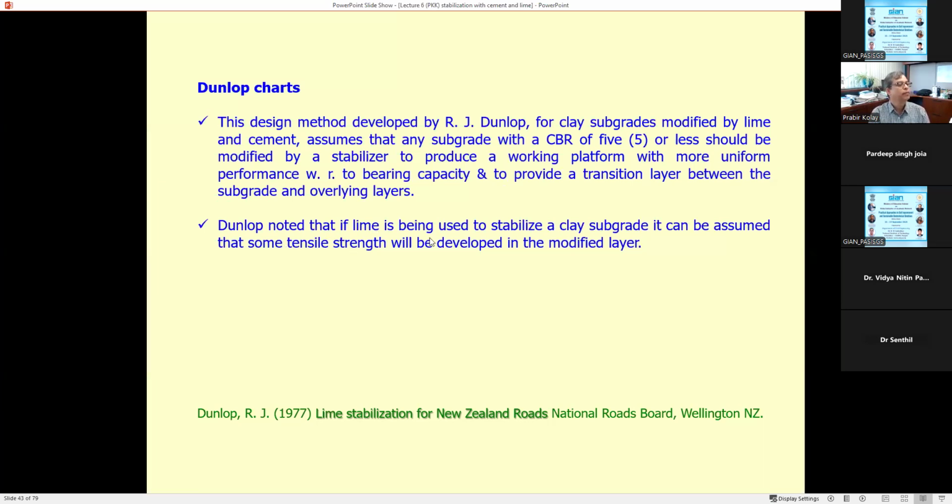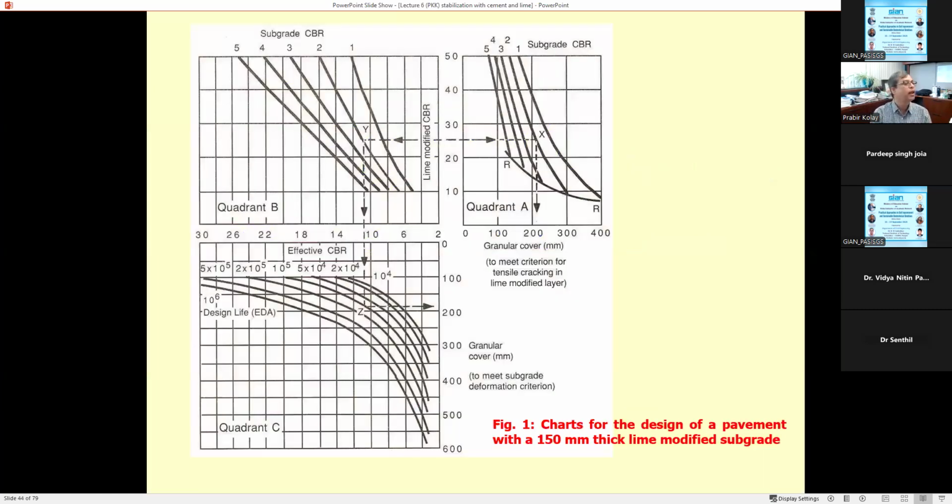And then noted that if lime is being used, the stabilized clay subgrade can be assumed to develop some tensile strength in the modified layer. So here, this is the chart he developed. This is the design chart for a pavement with a 150 millimeter thick lime modified subgrade. There are three coordinates, X, Y, and Z, and also the lime modified CBR and the subgrade CBR, which you can calculate. You also need to know the design load for the pavement, and how much should be the granular cover, the base and sub-base thickness. All these things you can easily find out from this graph.